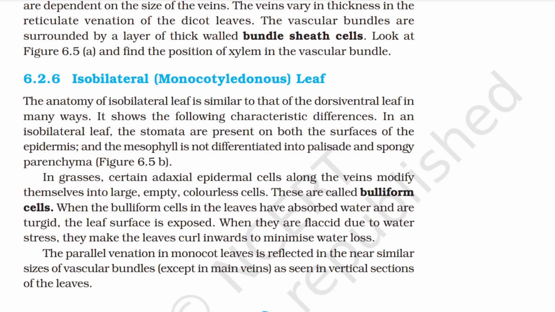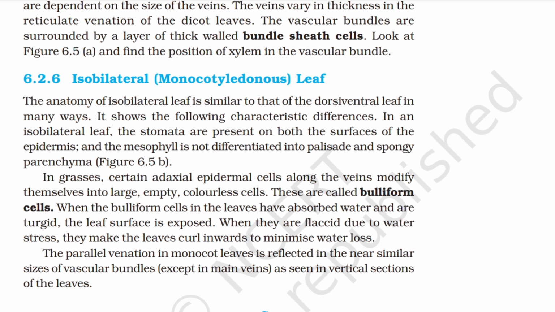6.2.6 Isobilateral monocotyledonous leaf. The anatomy of isobilateral leaf is similar to that of dorsiventral leaf in many ways. It shows the following characteristic differences. In an isobilateral leaf, the stomata are present on both the surfaces of the epidermis, and the mesophyll is not differentiated into palisade and spongy parenchyma. In grasses, certain adaxial epidermal cells along the veins modify themselves into large, empty, colorless cells. These are called bulliform cells.